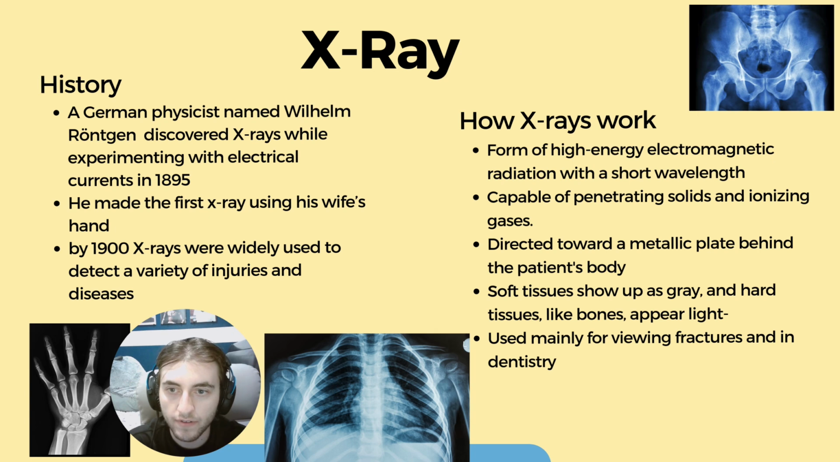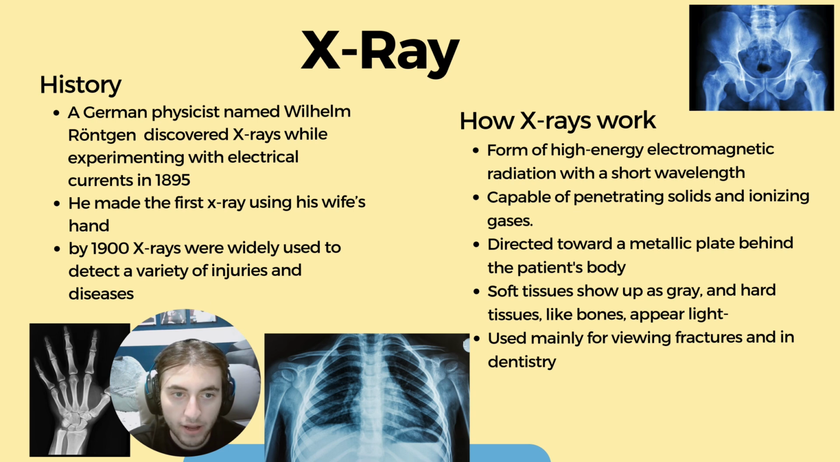X-rays. The history of X-rays. A German physicist named Wilhelm Röntgen discovered X-rays while experimenting with electrical currents in 1895. He made his first X-ray using his wife's hand, and by the 1900s, X-rays were widely used to detect a variety of injuries and diseases. How they work.